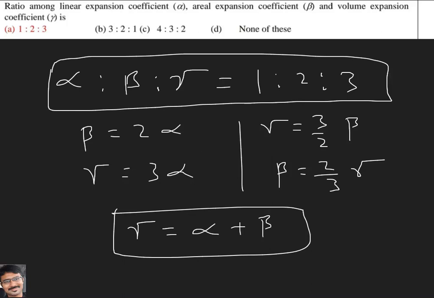But if they ask any other things, we can relate all these things in this way. These relations we are discussing under isotropic conditions. That means in all the directions properties are the same, in the x-axis, y-axis, z-axis. For isotropic solids we can take these relations. So this is the problem, the alpha beta gamma relation, very simple, 1:2:3. Over.